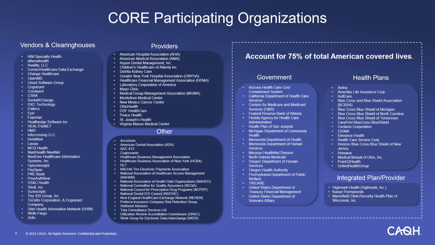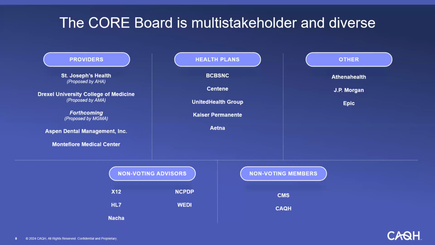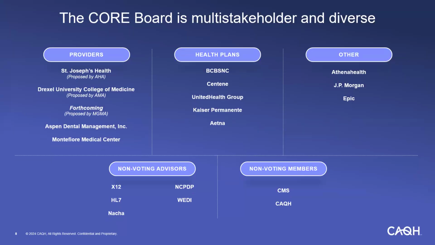Another thing that we want to highlight today is the makeup of our core board. We think that our board really helps drive the work that we do. It's made up of 5 providers and 5 health plans. You see there that we have St. Joseph, Drexel University, Aspen Dental, Montefiore Medical Center, a new one coming in from the MGA.